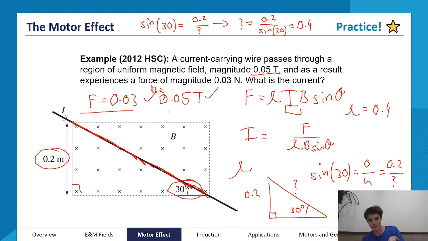So checking that off our list, we've got our force, we've got our B, we've got our length, which means all that's left is our value of theta.